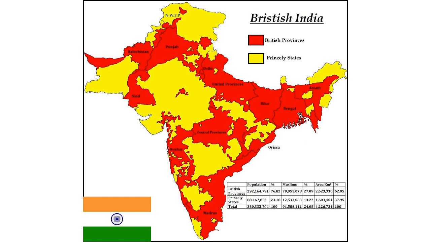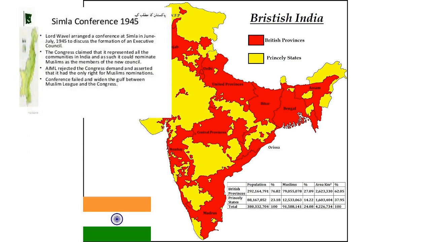In 1945 in Shimla, the government proposed the formation of an Executive Council. Congress claimed that they represented all the communities and they could nominate a Muslim member. But the All India Muslim League rejected the demand and said only they had the right to nominate a Muslim member. Subsequently, the Shimla Conference also failed. Finally, the British decided to leave India permanently.